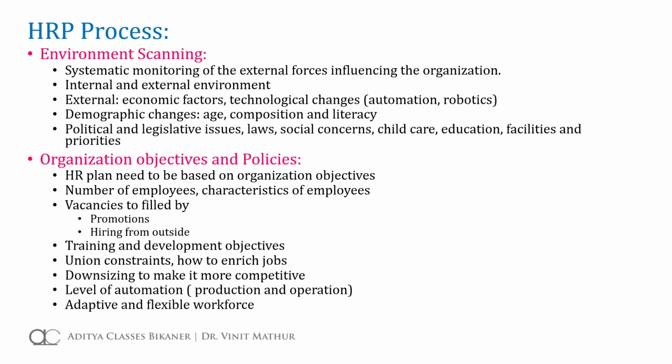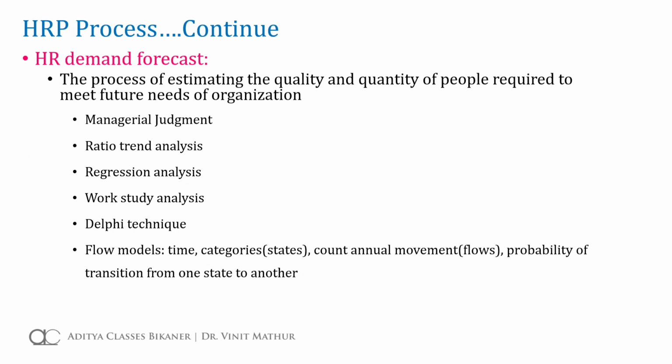How can unions affect the overall human resource planning? Every HR manager knows about their unions, their employees' union. What are the future plans of the organization? Their policies about automation are going to affect the human resource planning process. The next two steps are HR demand forecasting and HR supply forecasting. There are a few demand forecasting techniques, that is managerial judgment, ratio analysis, regression analysis, work study technique, Delphi technique, and flow model technique. These techniques we will discuss later one by one in detail.